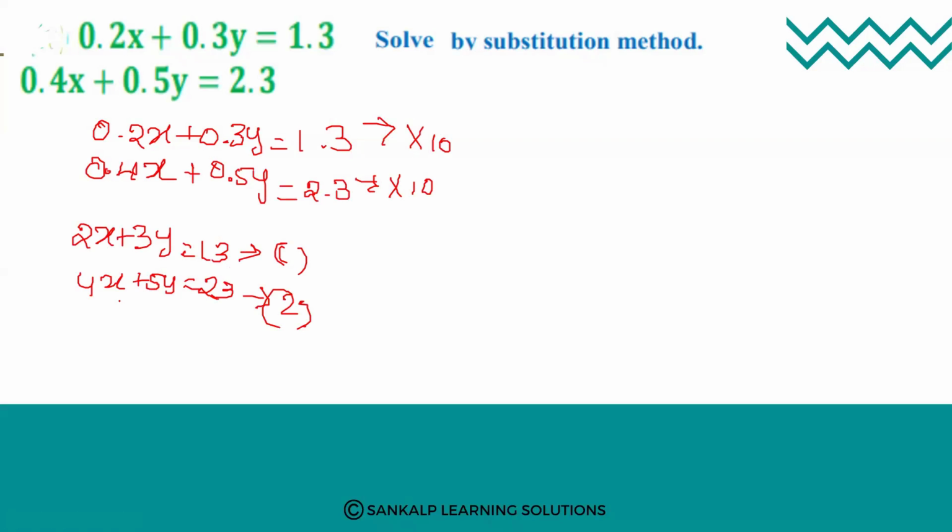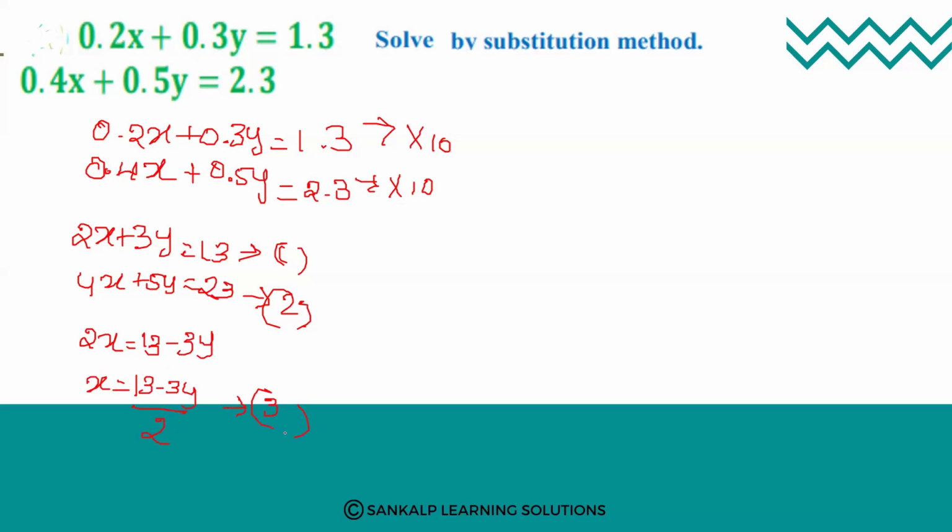Now, from equation number 1, here we are using substitution method. So from equation number 1, 2x is equal to 13. I will transfer this 3y to this side, then it is minus 3y. So x is equal to 13 minus 3y, and we'll transfer this 2 to this side, that is divided by 2. This is equation number 3.